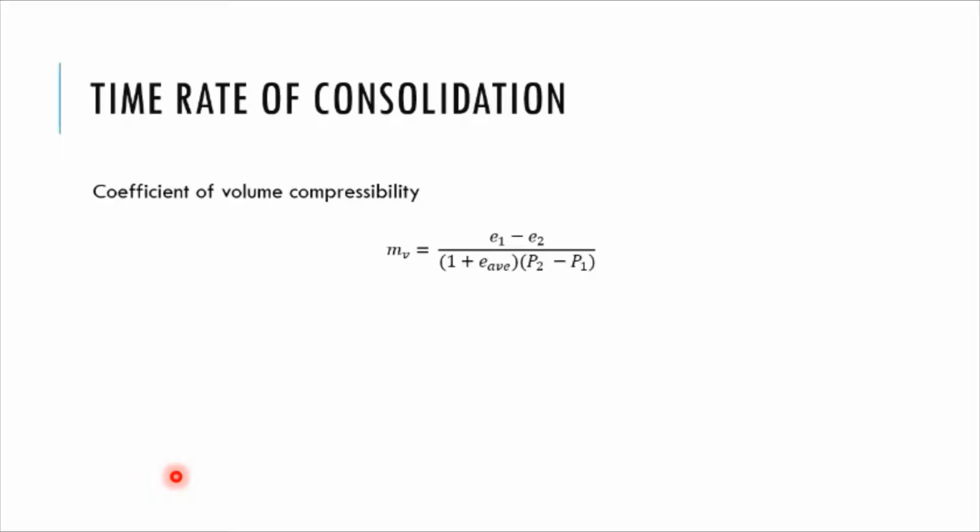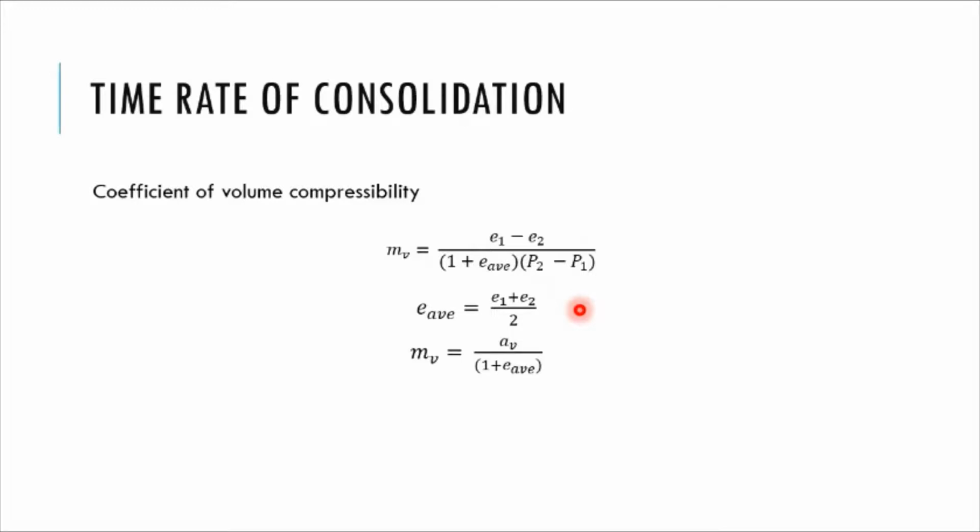Also, we have what we call the coefficient of volume compressibility, which is mv. It's equal to e1 minus e2 over 1 plus e average, the average of these two void ratios, multiplied by p2 minus p1. And this is the average void ratio.